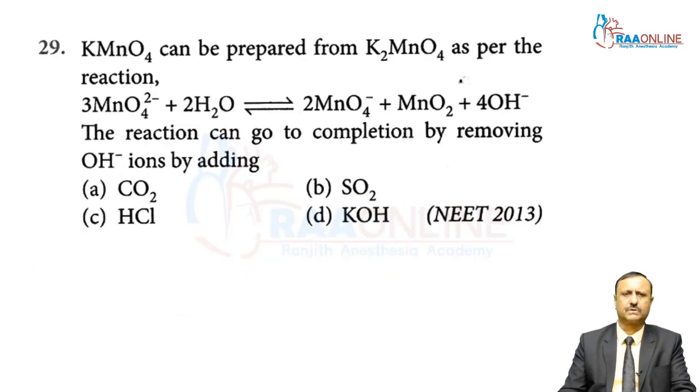Now, we can go to question number 29. KMnO4 can be prepared from K2MnO4 as per the reaction. The reaction can go to completion by removing OH minus ions by adding carbon dioxide, because it is also acting as an oxidizing agent, it self-reduces. When carbon dioxide is added, it reacts with OH minus ions and removes them to form H2CO3. In this way the reaction goes to completion.